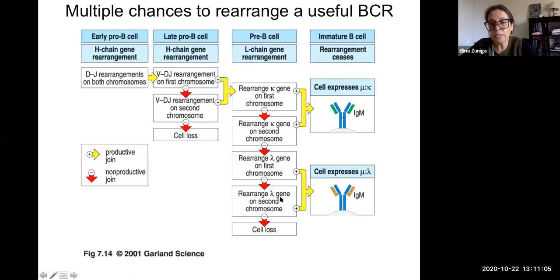And if it is not successful, it can still have another chance, that is to rearrange the lambda gene on the second chromosome and still generate this functional BCR. And if that's not successful, it will die, okay? So there are multiple chances to rearrange a useful BCR during B cell development.